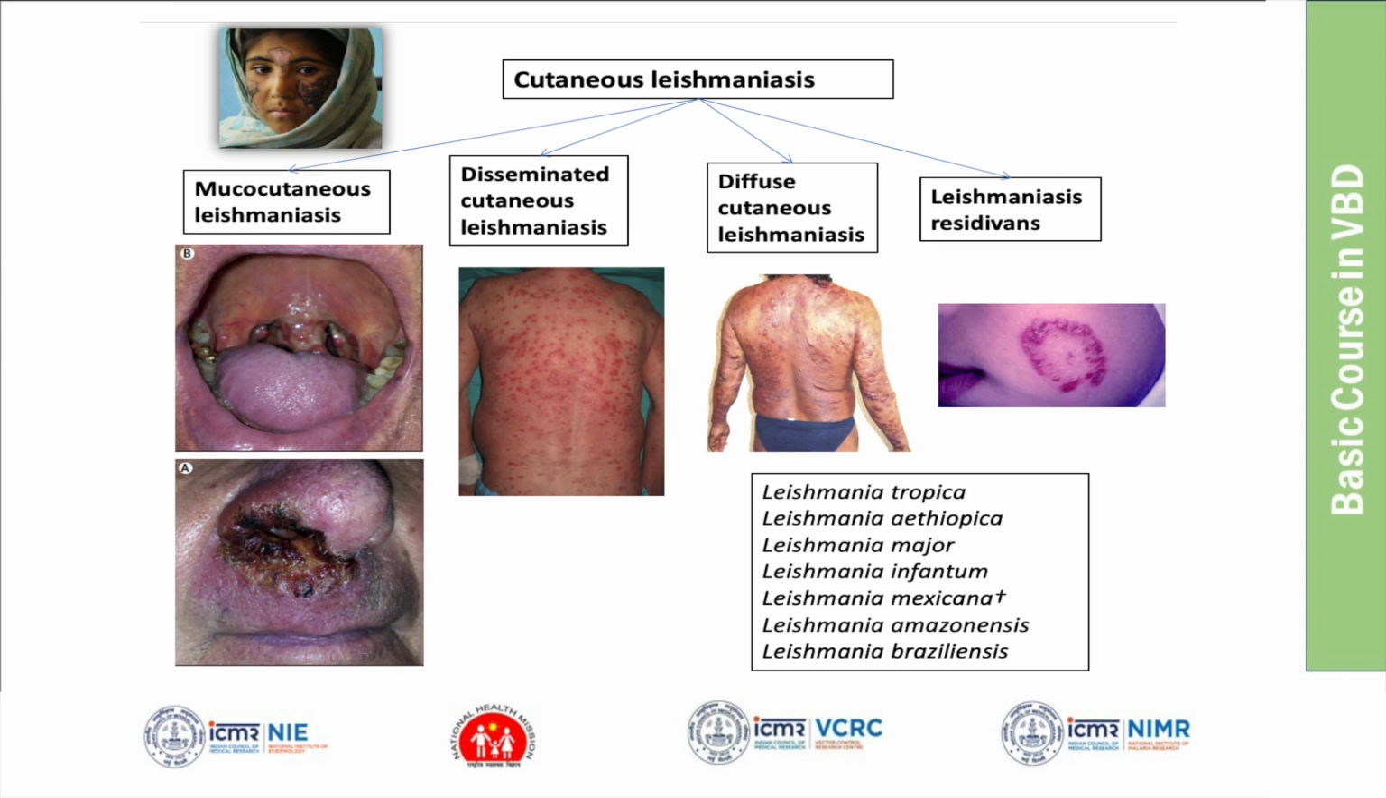The parasites responsible for this kind of cutaneous leishmaniasis are Leishmania tropica, Leishmania ethiopica, Leishmania major, Leishmania infantum, Leishmania mexicana, Leishmania amazonensis, and Leishmania brasiliensis. So the name itself indicates the area where it is common. Leishmania tropica is common in tropical regions. Leishmania ethiopica is common in Ethiopia. And infantum and major are responsible for cutaneous leishmaniasis in the Mediterranean region. And Leishmania amazonensis is responsible for cutaneous leishmaniasis in Brazil. And the last one is also responsible for cutaneous leishmaniasis in Brazil.